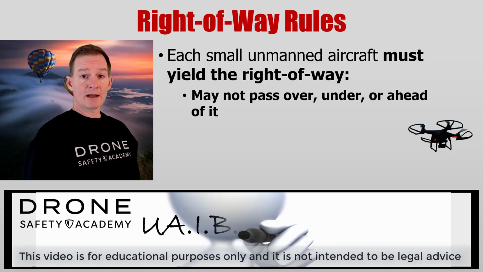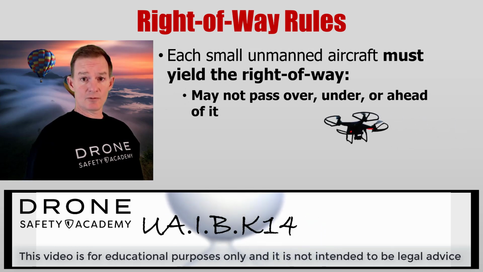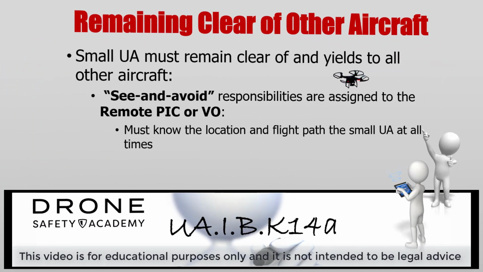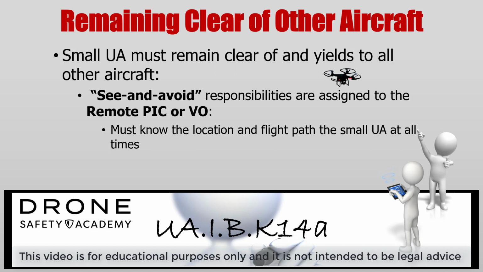All small unmanned aircraft must yield right-of-way. They may not pass over, under, or ahead of it. By now you should know that you need to remain clear of other aircraft. A small unmanned aircraft must remain clear of and yields to all other aircraft, obviously.